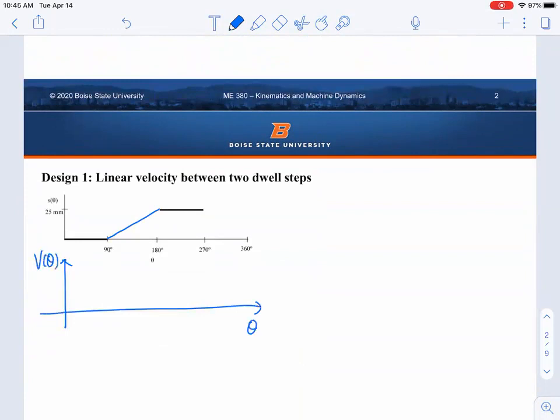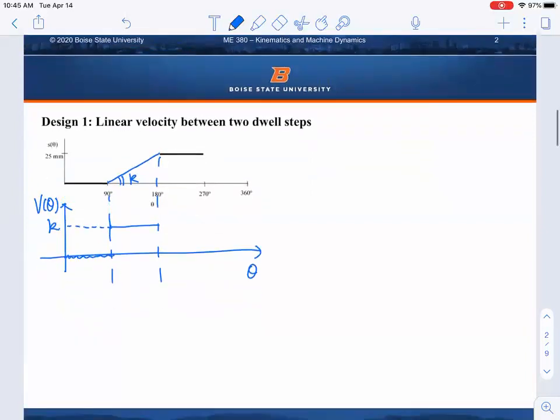In the first segment, it should be flat at 0. In the second segment, you're going to have a constant velocity, and this is your k, right? Which is the slope of this line. And then if you want to draw your acceleration, a theta, in the first segment, because it's flat, it's all 0. In the second segment, it's also flat.